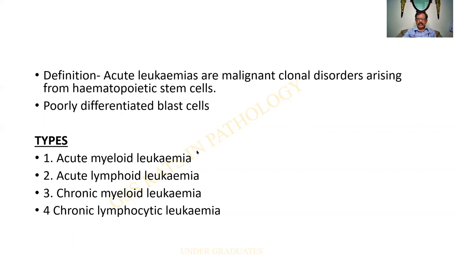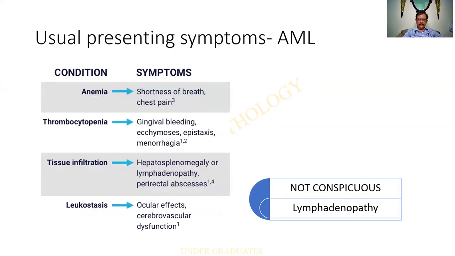Earlier, it used to be just classified as acute and chronic, and each one of them was divided into acute myeloid leukemia, acute lymphoid leukemia, chronic myeloid leukemia, and chronic lymphocytic leukemia. But now there is a variation.